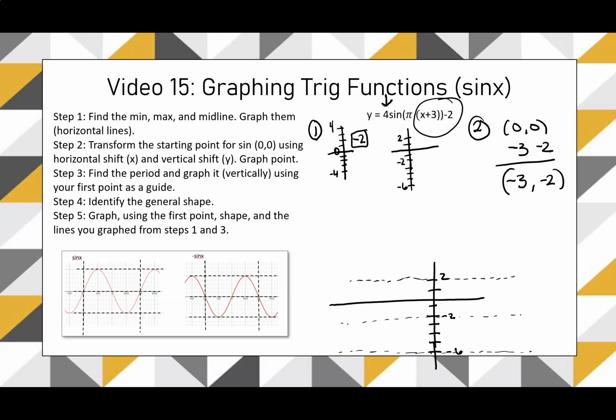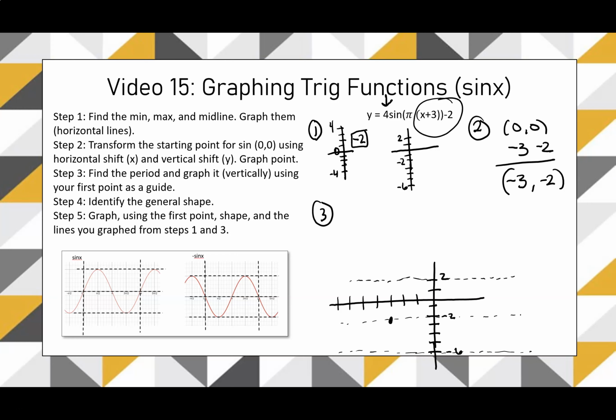All right, and I'm going to just graph my first point here, -3, -2. I'll get some points in there first. Okay, so I'm going to make those a little bit wider. So -3, -2, 1, 2, 3, -2 is right here. Good stuff. Let's go to step 3 now.